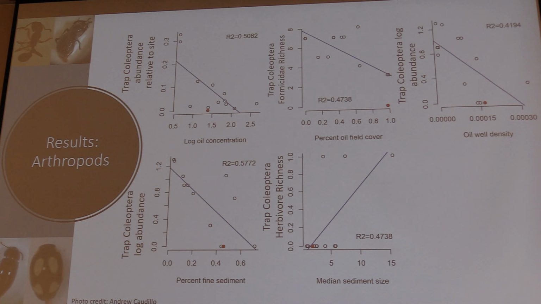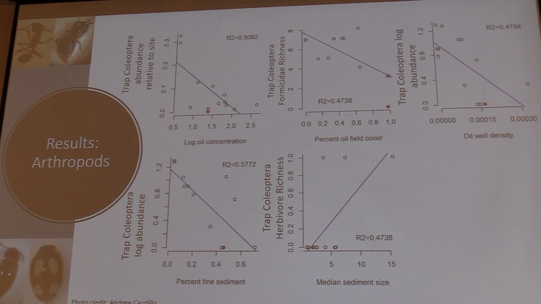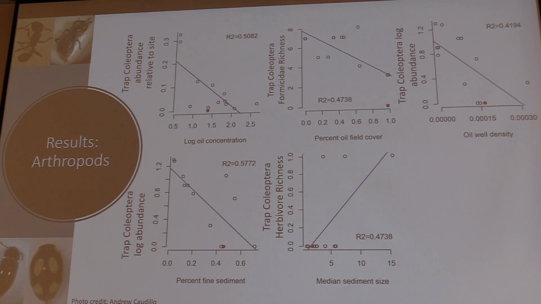The third one on the top right is oil well density, and very similar trend. It's way more spread out, but a similar trend: with increasing oil well density, in other words, more oil pads within our watershed, we see a decrease in trap-caught beetles. And the bottom two are both of those sediment-related ones.